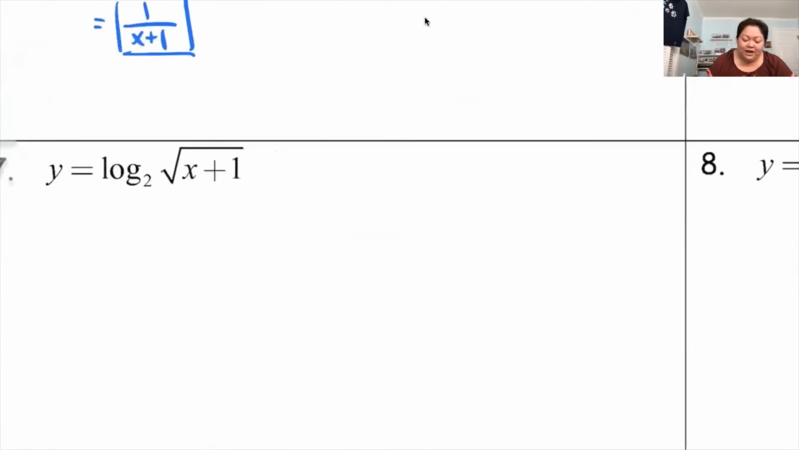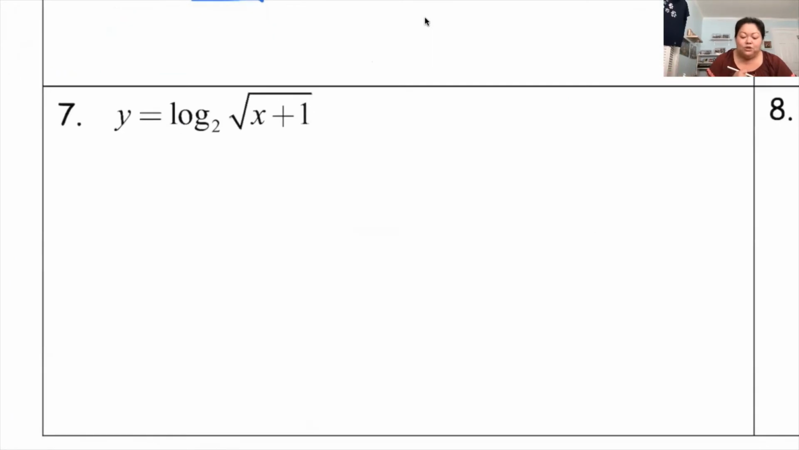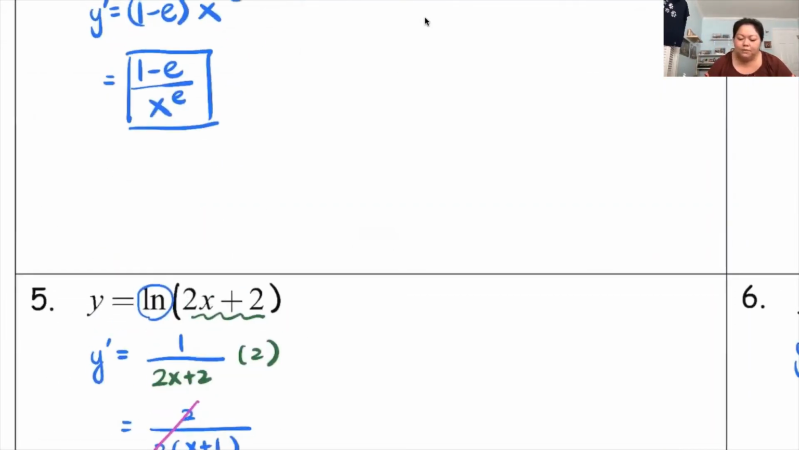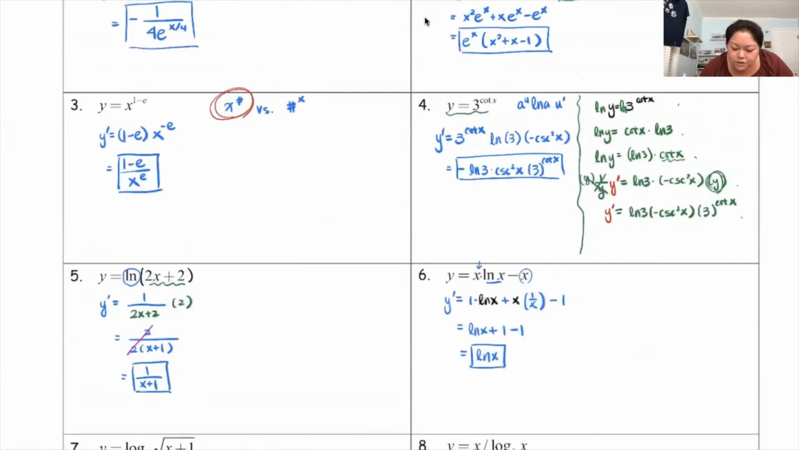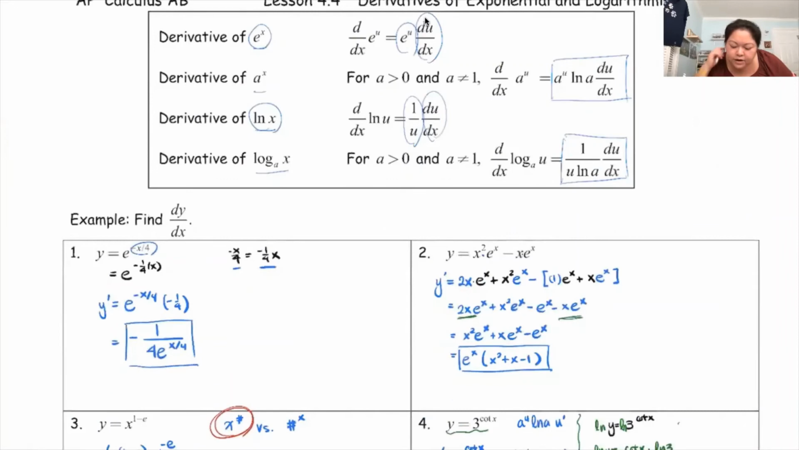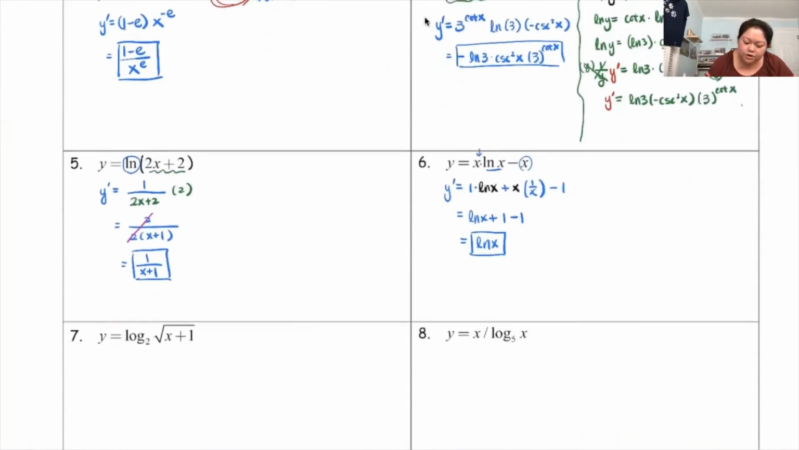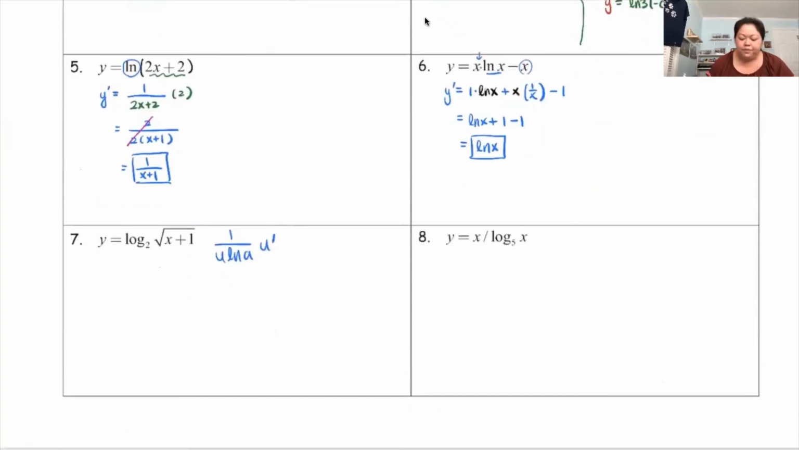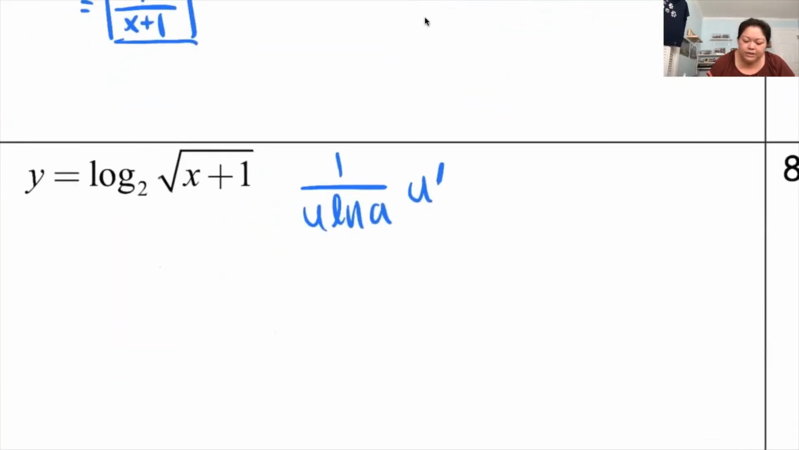Okay. All right, so now I have this log base 2 of root x plus 1. Again, I will do the same thing as before. I'm going to show you how to use the formula first, and I'm going to show you how I usually do it. So go back up. I am going to go ahead and look at my natural log here. So it says the derivative of log is 1 over u natural log of a, and then u prime. U is what's in the log, so this is the u piece.